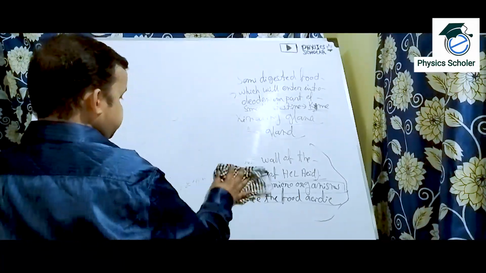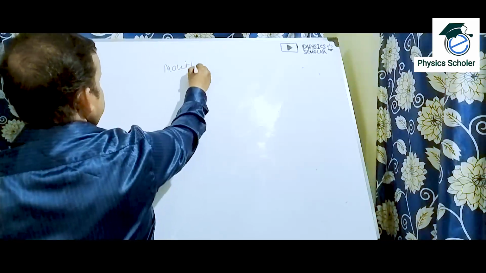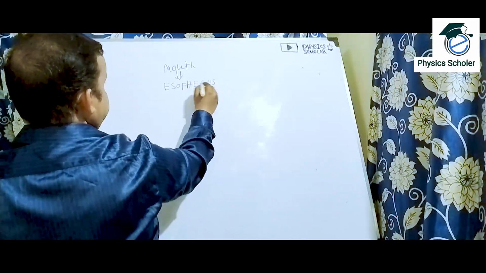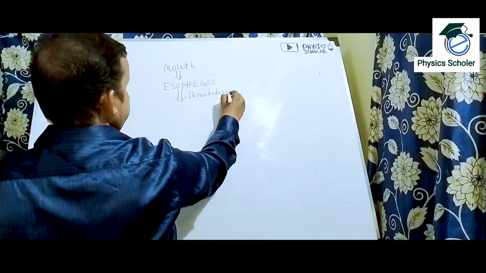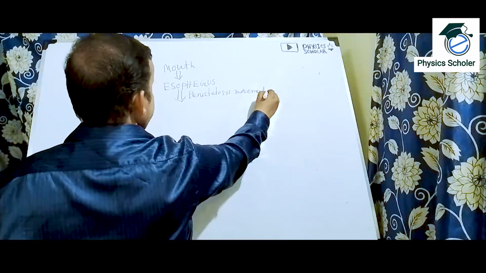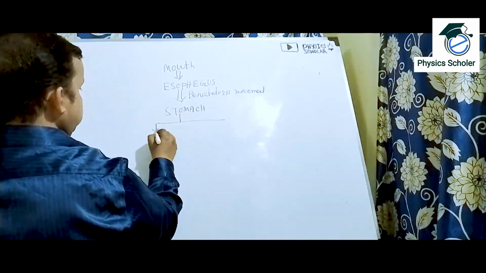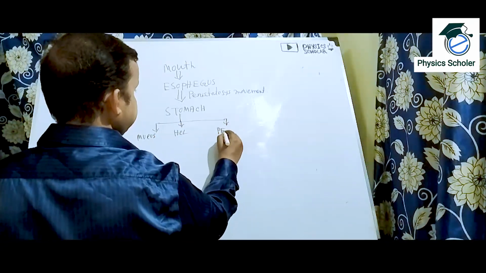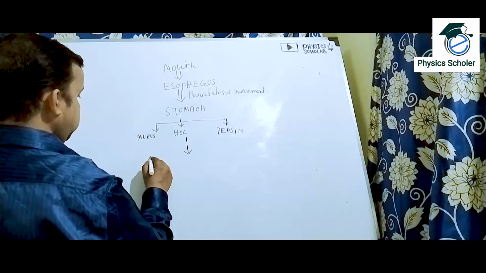So if I draw a flow chart, then the process is like this. First is the mouth. Then the food will enter into the esophagus. Then through peristalsis movement, it will enter into the stomach. There, what happened? Mucus, then HCl and pepsin. Then after the stomach, it will enter the small intestine.